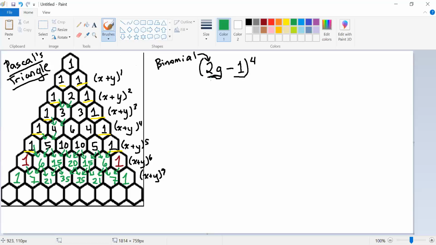Now, let's look at this binomial. I'm trying to expand it, right? It's multiplying by itself to the fourth power. So we're going to look right over here at this format. First I'm going to rewrite the coefficients. So I have a 1, a 4, a 6, a 4 again, and a 1. Okay, and then we need to identify what's our first term and what is our second term.